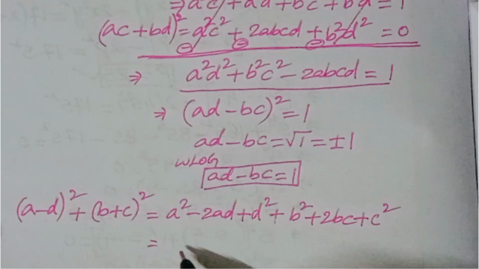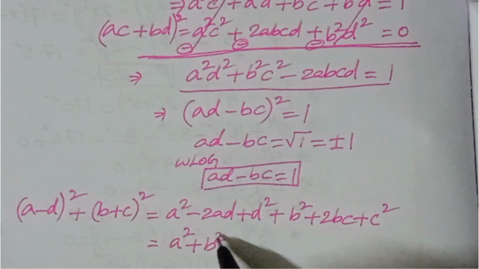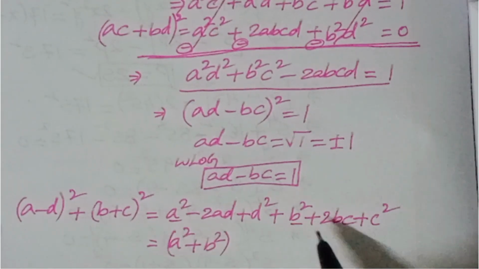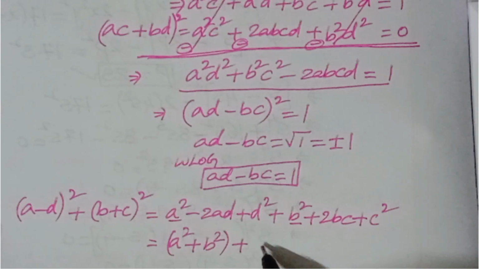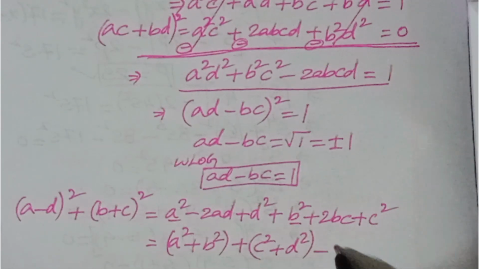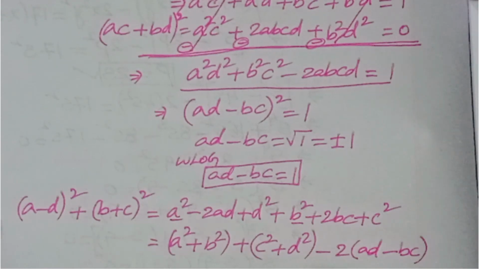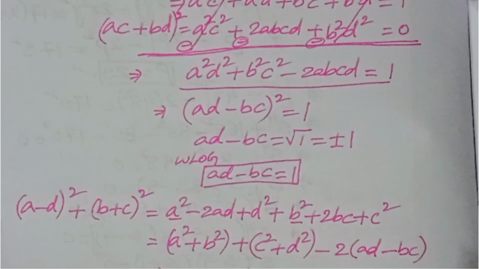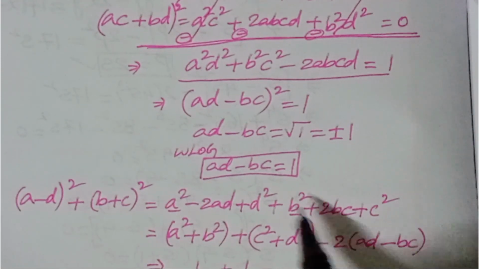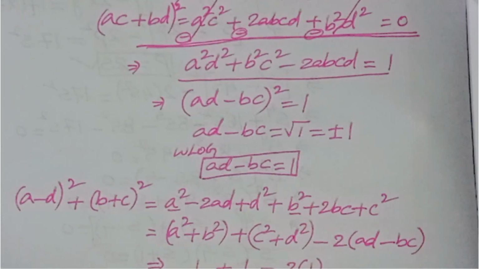So here A square plus B square, you are taking common, A square plus B square plus C square plus D square, and you are writing minus 2 common, AD minus BC. So if you substitute the values here, A square plus B square value is 1, C square plus D square value is 1, minus AD minus BC value also 1 now, minus 2 into 1. So here you'll get 2 minus 2, you'll get 0.